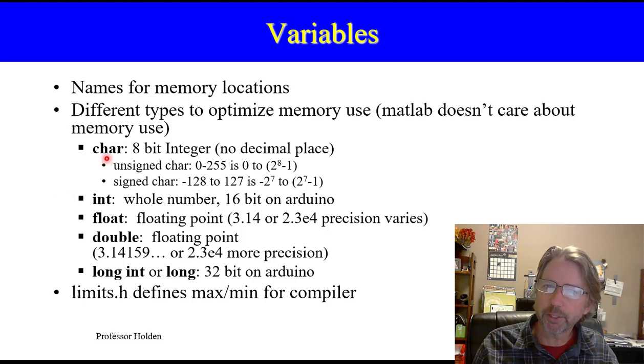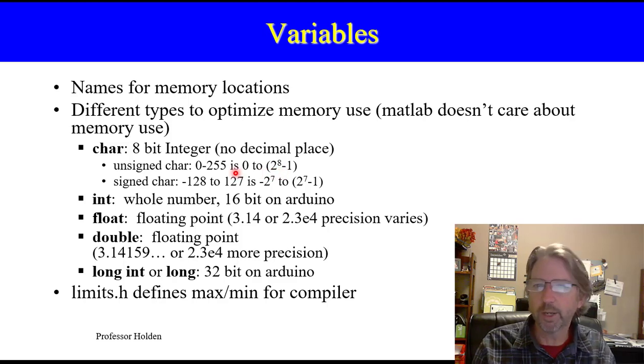Char is short for character. It's an 8-bit number, because ASCII characters, when you're typing, are stored on the computer normally as an 8-bit number. So it can be any number. It's a whole number. But on the Arduino, it's an 8-bit number. So an unsigned char can count from 0 to 255, if you remember how binary numbers work. 2 to the 8 minus 1 would be the biggest 8-bit number that you can store. It would be 8 ones in a row, which is 255.